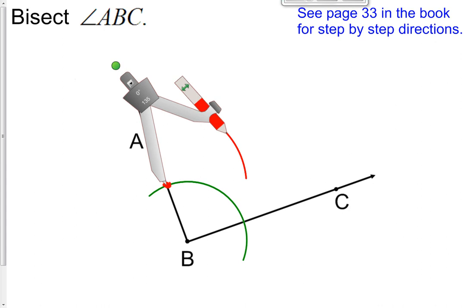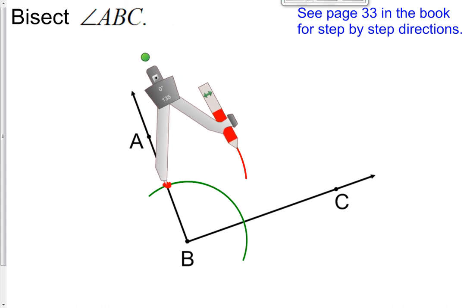Now what we're going to do is we are going to put the needle at this other intersection point right there.